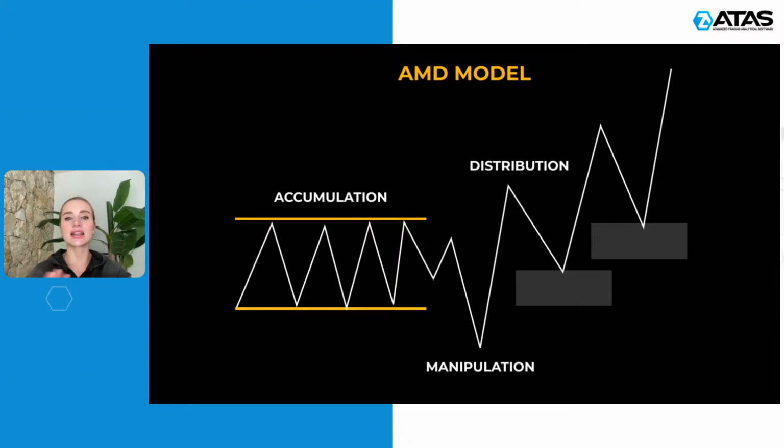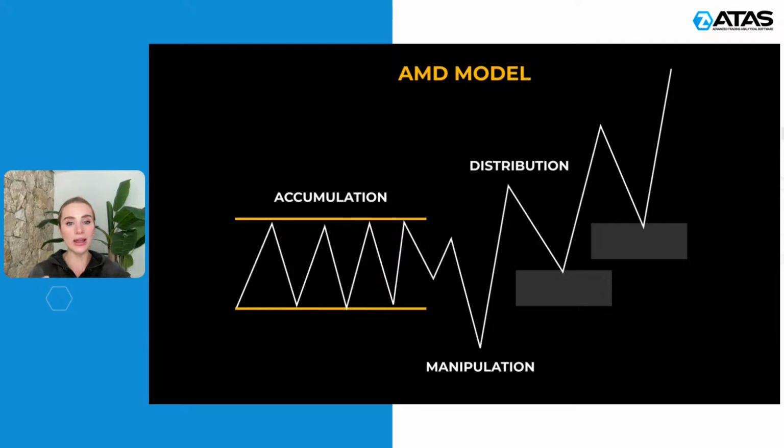So in a very classical view, before we add anything to it and the volume understanding, the AMD model unfolds as follows. First is the phase of accumulation. Large players begin building their positions, either long or short, it doesn't matter, within a relatively narrow price range without causing significant price movement. So the price just goes sideways.